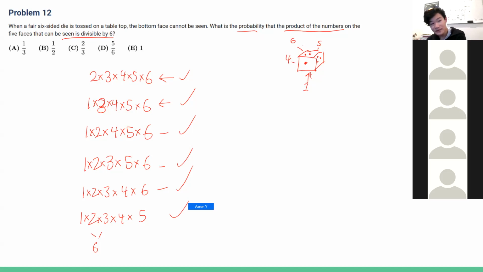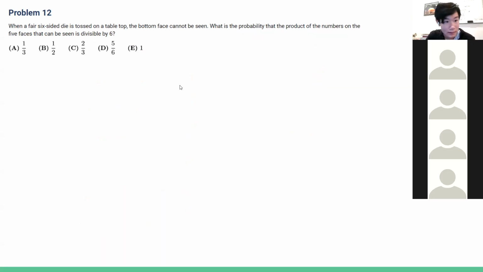So if every single one of them is divisible by 6, then the probability is 6 out of 6, right? 6 of them give you this option out of 6 possibilities, which is just 1, which is E. Okay. Number 13.